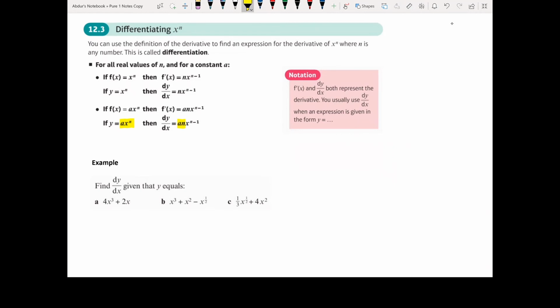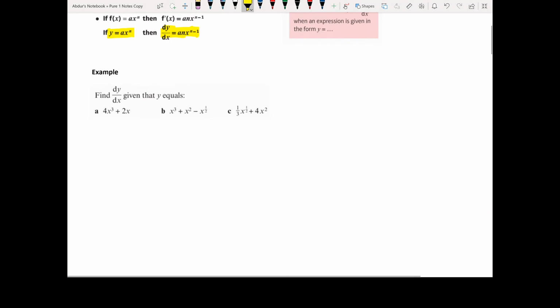and then we reduce the power, so the n reduces to n minus 1, giving us anx to the power of n minus 1. So y equals this becomes dy by dx is equal to that. So let's take a look at how we can apply this standard result to these examples here.